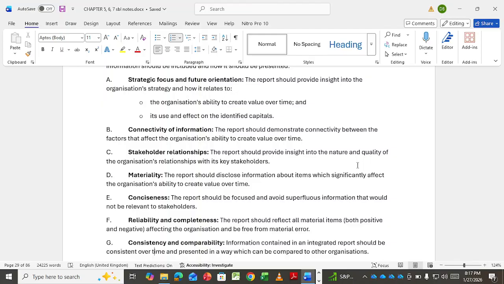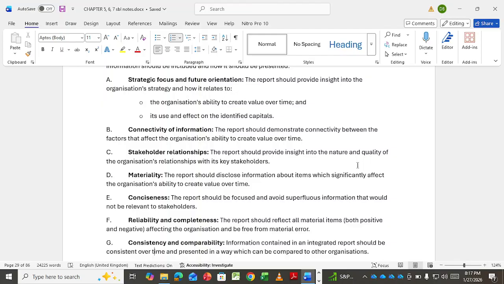Then it should be concise. The report should be well focused on the information that you're trying to put across, not extremely long or giving unnecessary information. It should also be very relevant, such that they can pick the information they're interested in. Then the report should also be reliable and complete, giving all the material items and information affecting the organization, and it should also be free from material error.